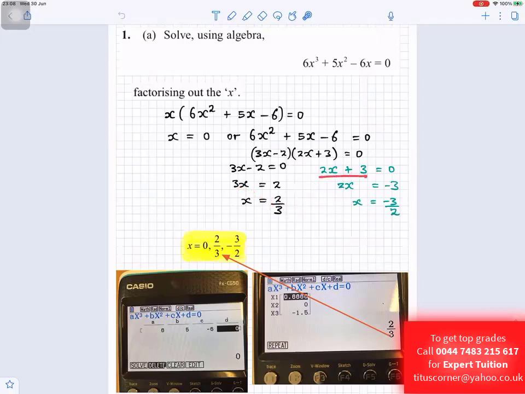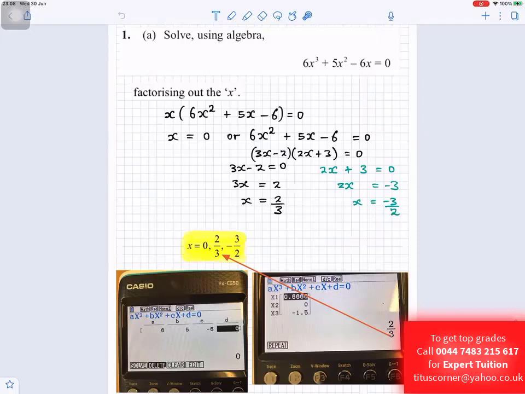Now, 2x plus 3 equals 0. Plus 3 goes to the right, it becomes minus 3. Times 2 goes to the right, it becomes divided by 2. So the answer is minus 3 divided by 2. So your three answers: x equals 0, x equals 2 over 3, and x equals minus 3 over 2.